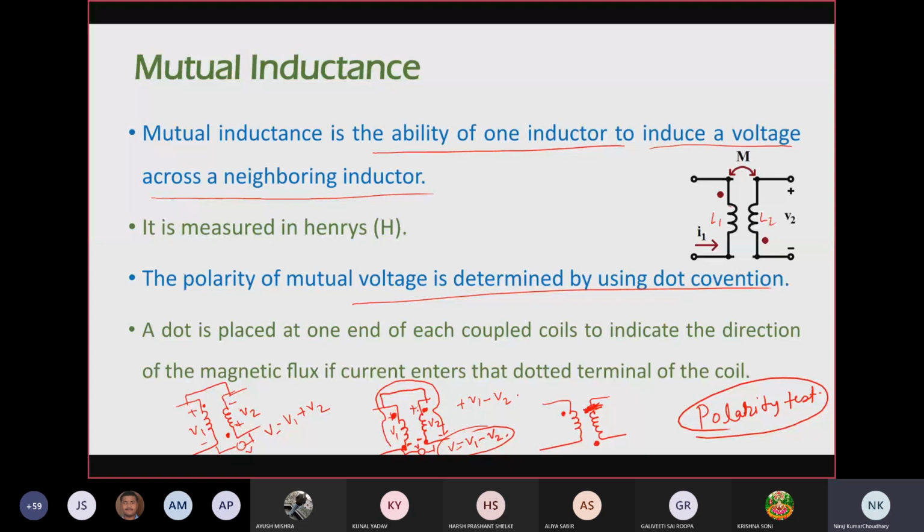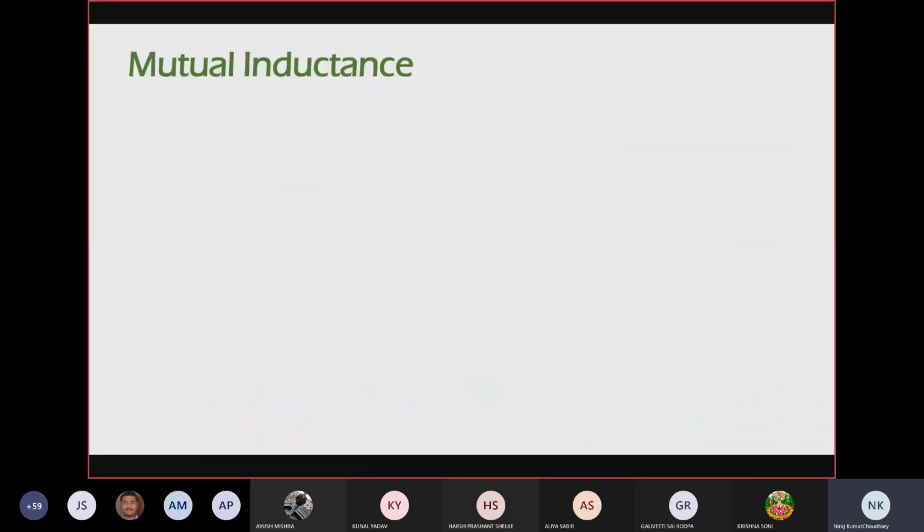So a dot is placed at one end of each coupled coil to indicate the direction of the magnetic flux if current enters that dot terminal of the coil. So this is the dot convention in order to find the polarity, meaning same polarity point.